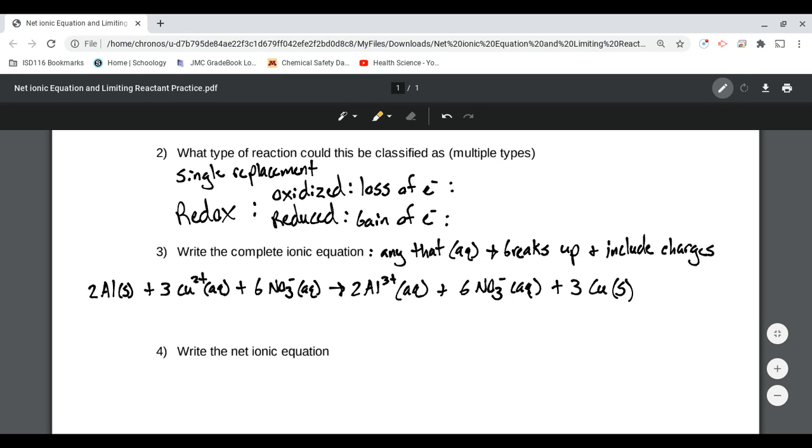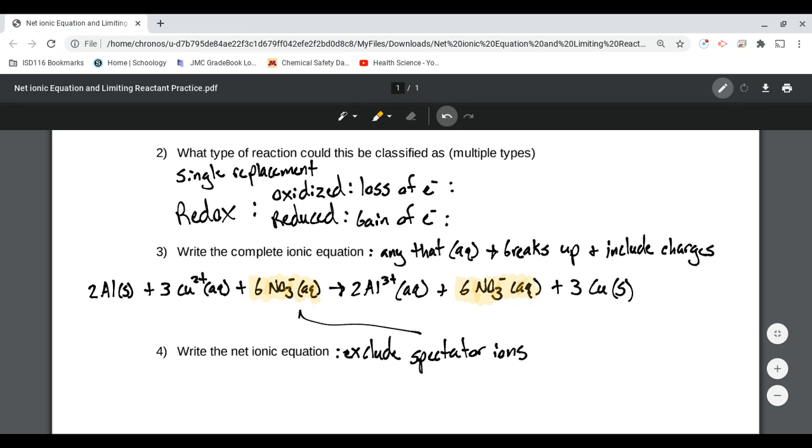Now in the net ionic equation, what we're going to be doing is looking for things that show up on both sides of the equation. In this case, we have 6 NO3s showing up on both our products and reactants. We call those spectator ions, and we are going to exclude those spectator ions when we write our net ionic equation.